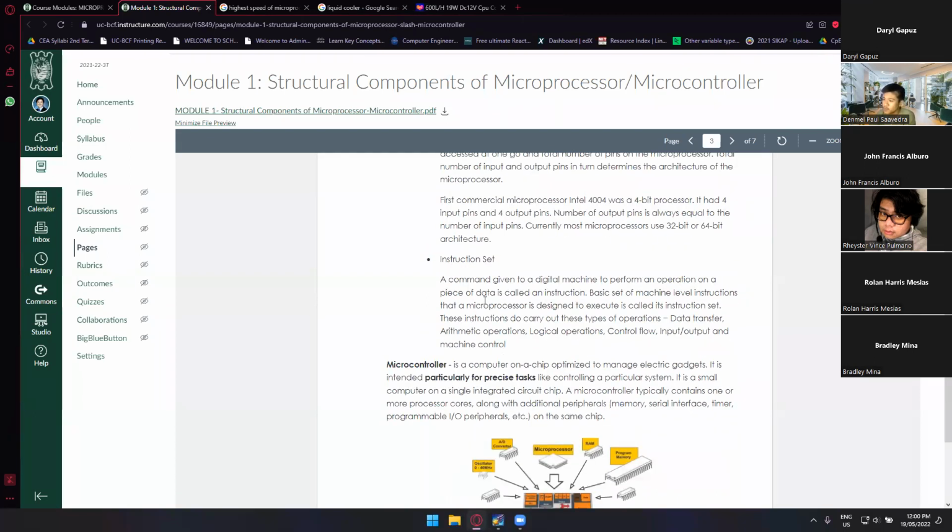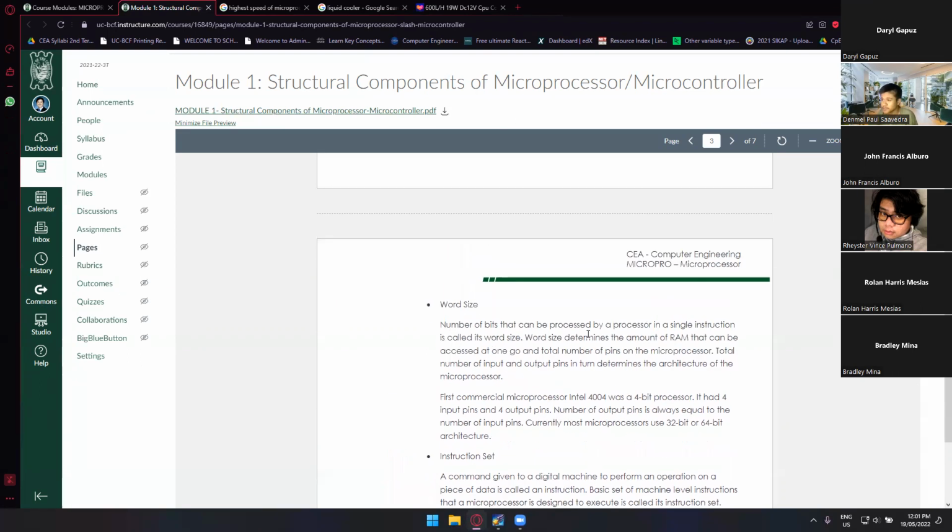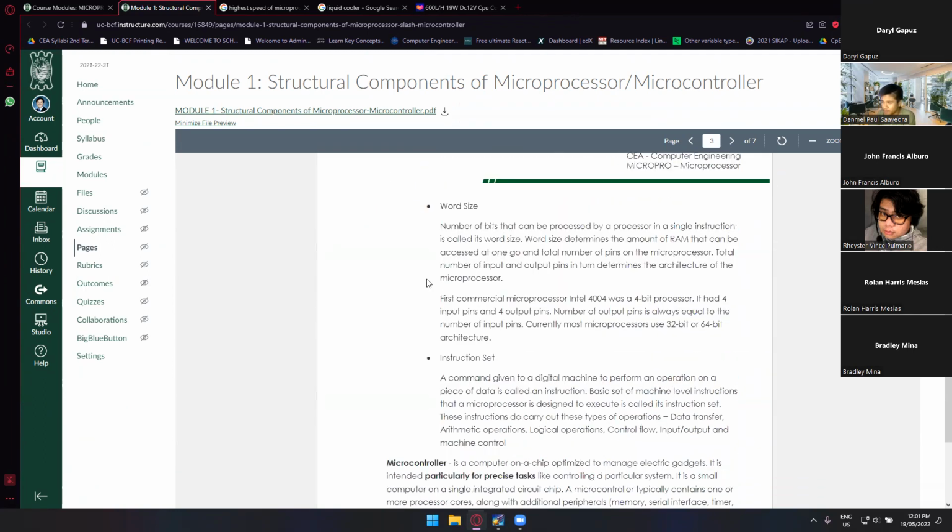The last one that is part of the most important characteristics of a microprocessor is the instruction set. So basically this is the ALU, or the arithmetic logic unit, the part where everything is being processed. So data transfer, arithmetic operations, logical operations, control flow, input output, and machine control. Okay, so I hope we're clear with the microprocessor.